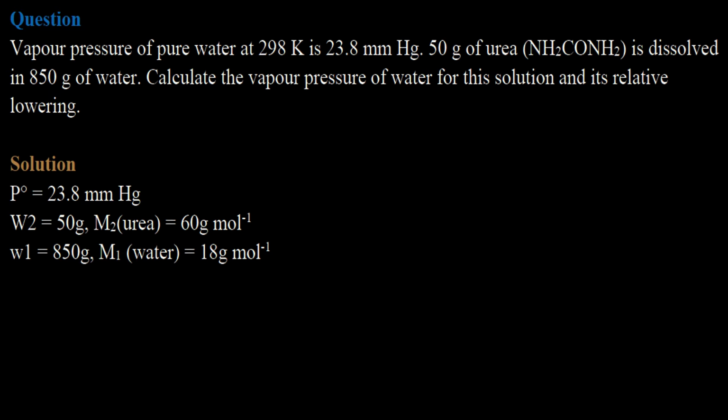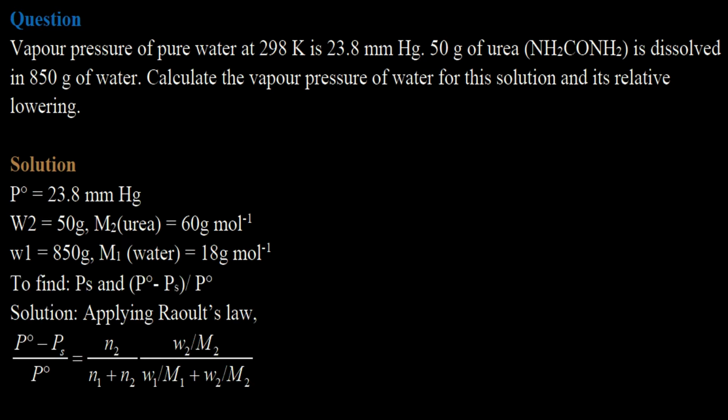The mass of the solute. The solute is urea here, that is added to 850 grams of water. So the mass of the solute is 50 grams, and the molar mass of urea is 60 grams per mole, that we can calculate. The mass of the solvent is 850 grams. The solvent here is water, and the molar mass of water, we all know, is 18 grams.